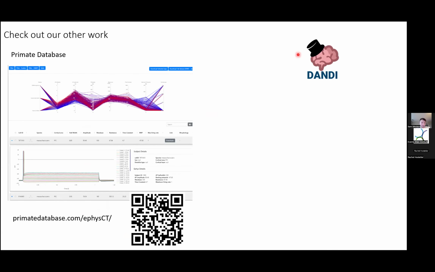I have some other work that people may be interested in, one of which is the primate database, which is an Allen Institute-like web interface for our data we've gathered across the NHP project here at Western. And you're welcome to come check it out. I worked on the back end on this, so I'm very proud of what I did.